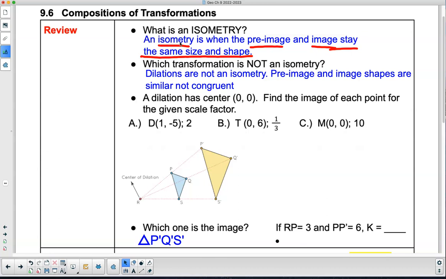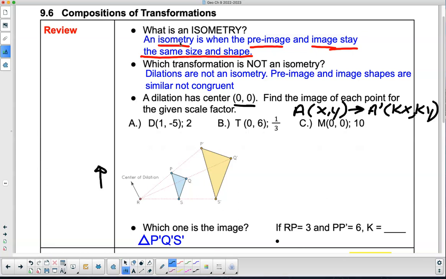So to review a dilation, you find the image of each point for the given scale factor, okay? So we're looking at a dilation with center 0, 0. If I find the image of each point with the given scale factor, when I go from a point A with x, y, I'm going to go to A prime and be kx, ky, because I'm going to multiply my x and y coordinate values by k.